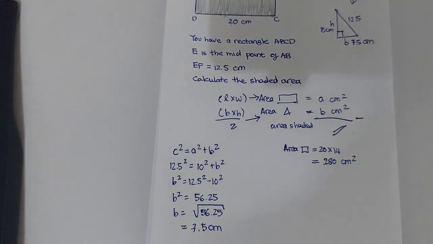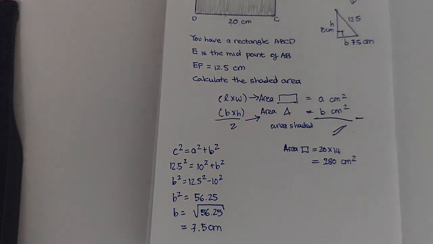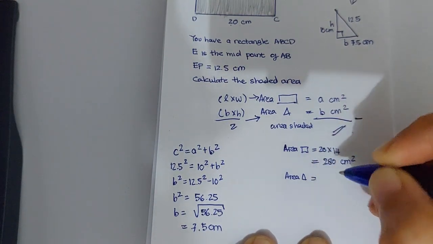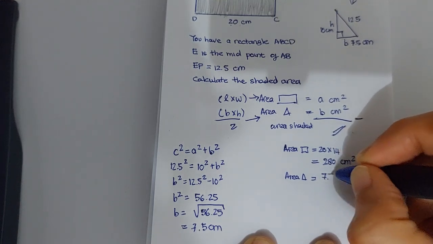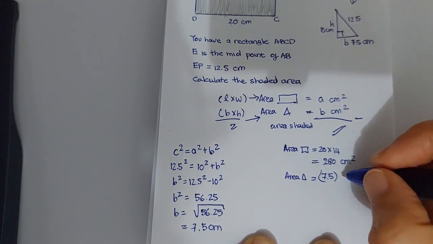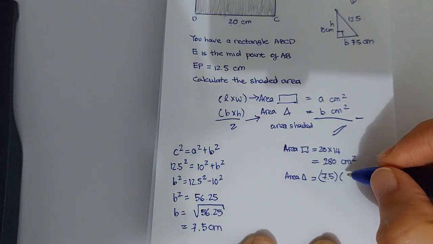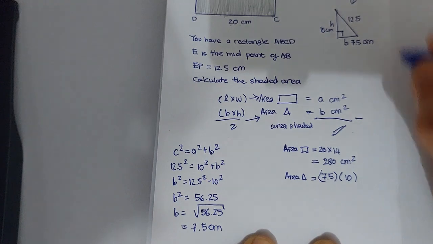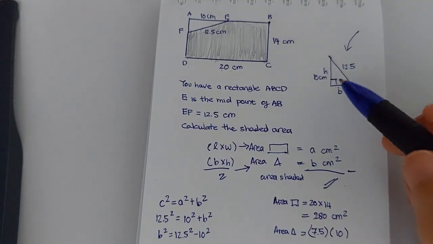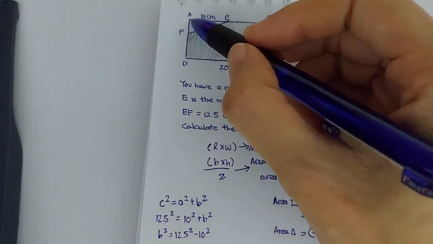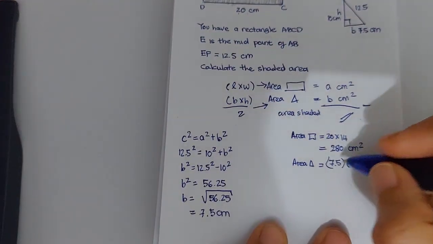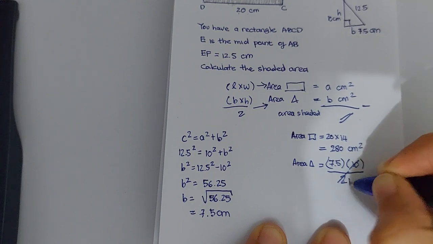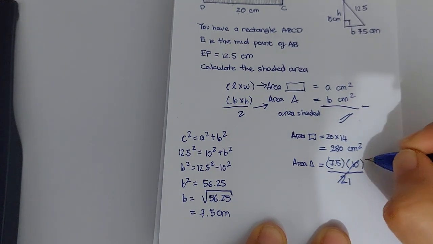Can we get the area of the triangle? Yes. So the area of the triangle here will be the base, 7.5, right? You times it with the 10 centimeter, right? And then after that, divide it by 2. I can cross this one, 10 divided by 2, it will be 5.